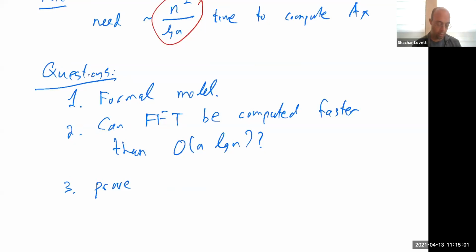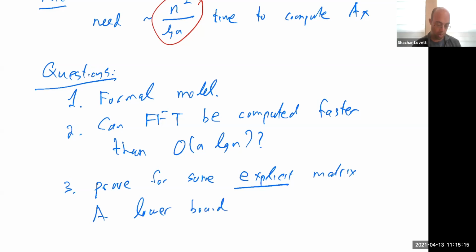prove, for some explicit matrix A, a lower bound of omega of n, meaning something super linear in n, n log n, anything. Like, we don't know how to do that.